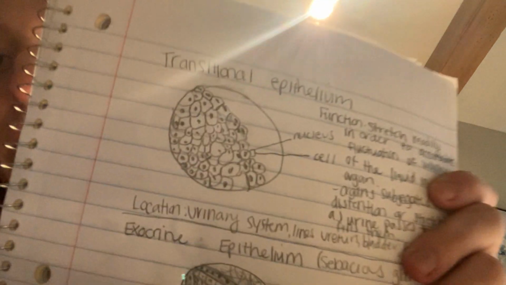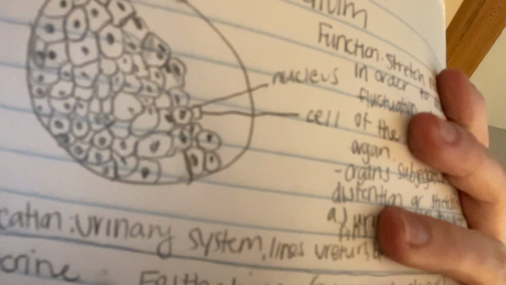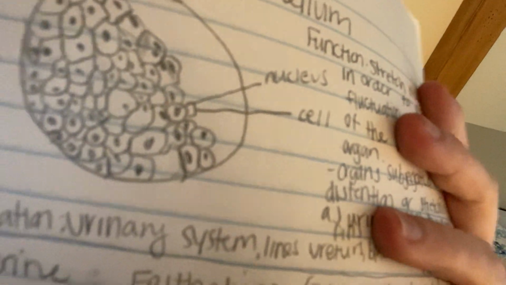So it's common in the urinary system, the lining of the ureters, the bladder, and the proximal part of your urethra. So basically the function is just to stretch. So it basically allows your bladder to fill up. These cells stretch. And yeah, you can see here the nucleus and the cells.